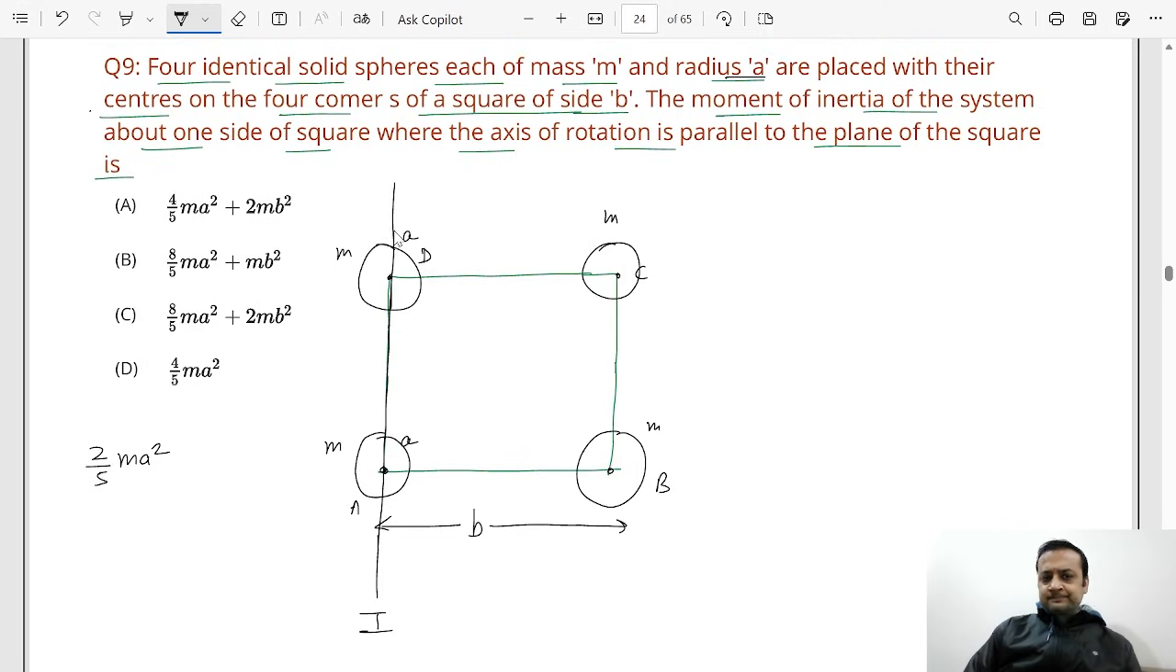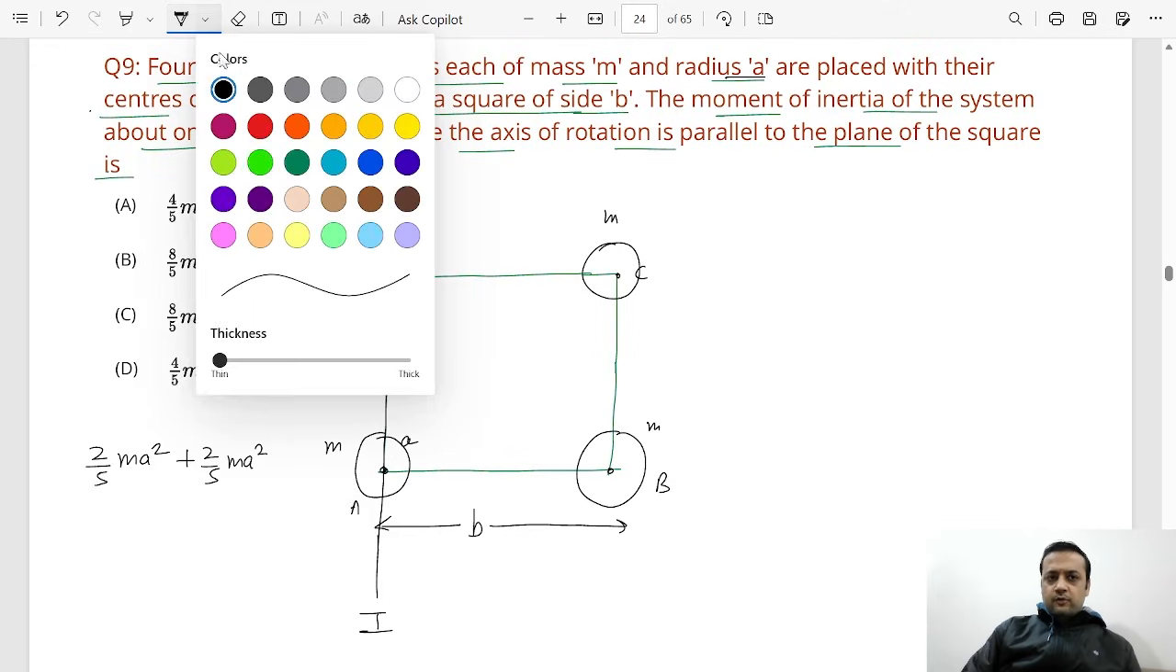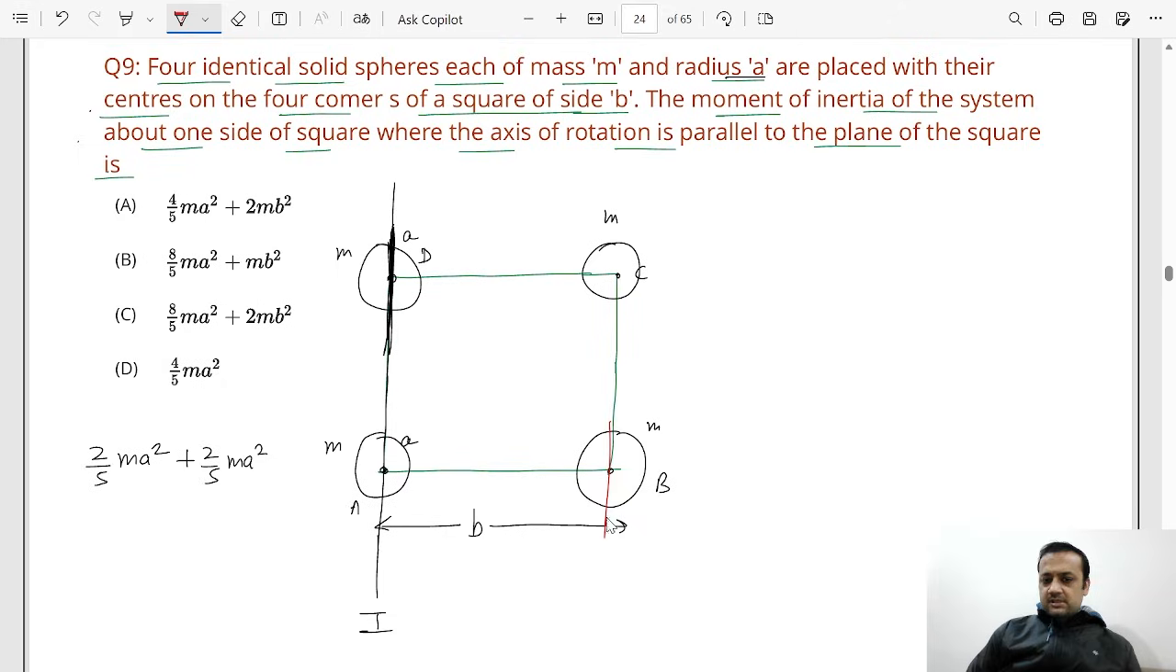Same logic holds for sphere D also. This is also radius a. If you look at this axis, it is nothing but the diametrical axis passing through the center of mass. So we can say that the same will be the moment of inertia of sphere D about the given axis. If you talk about sphere B, this is the diametrical axis of sphere B, which passes through the center of mass.